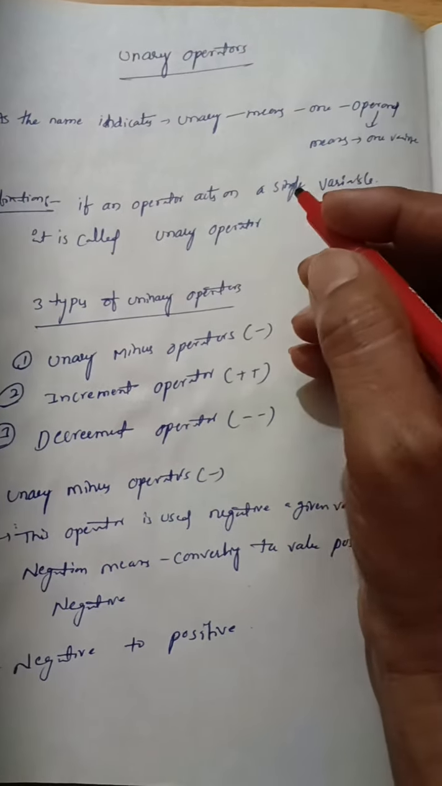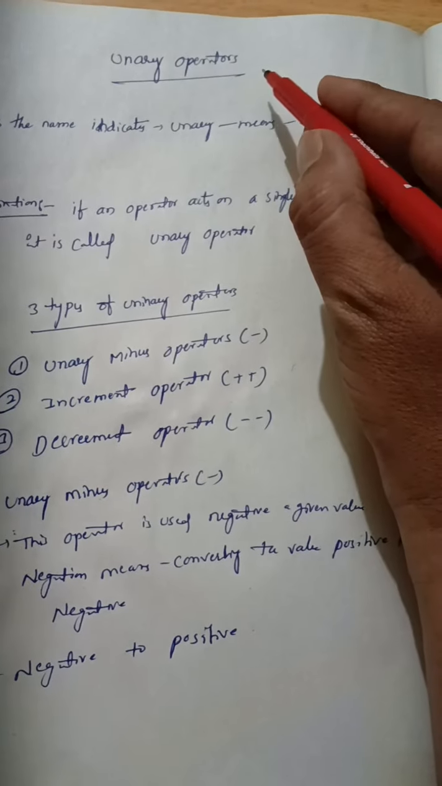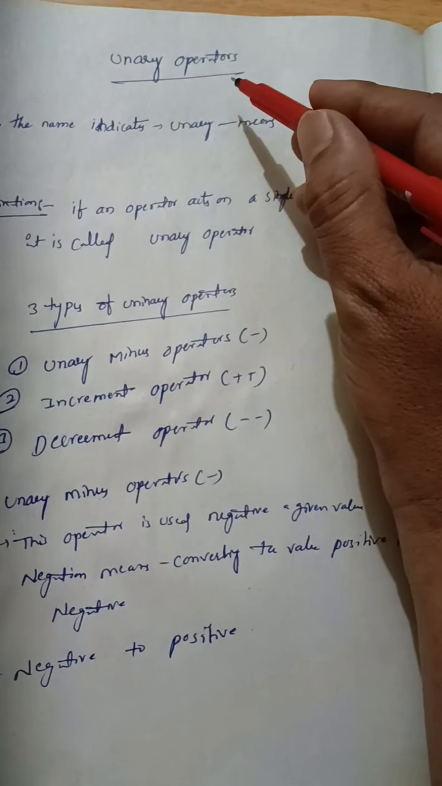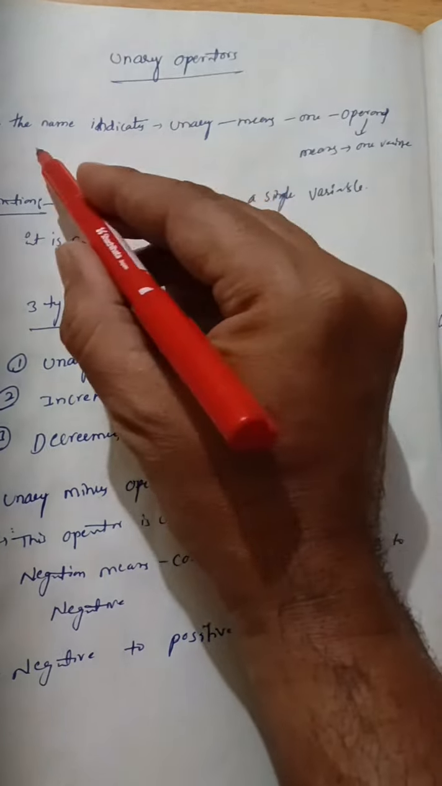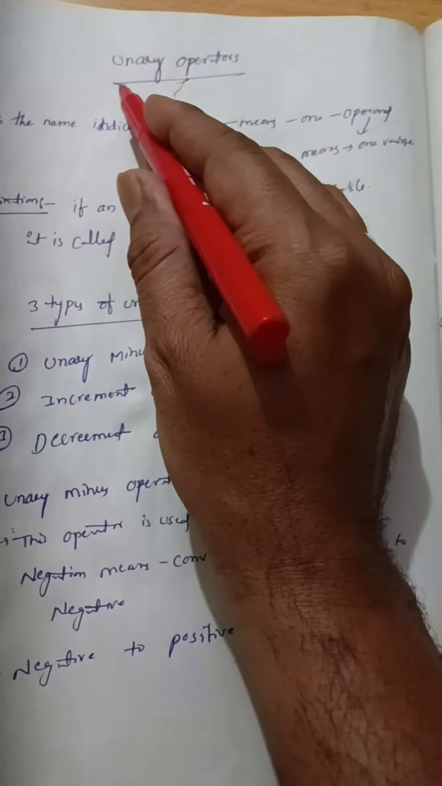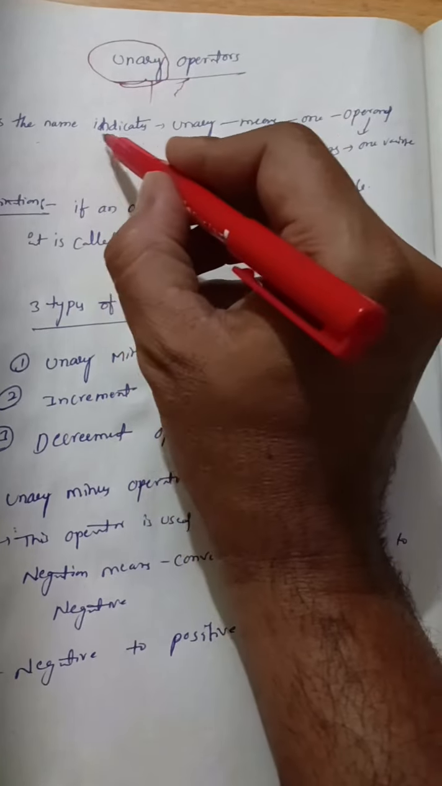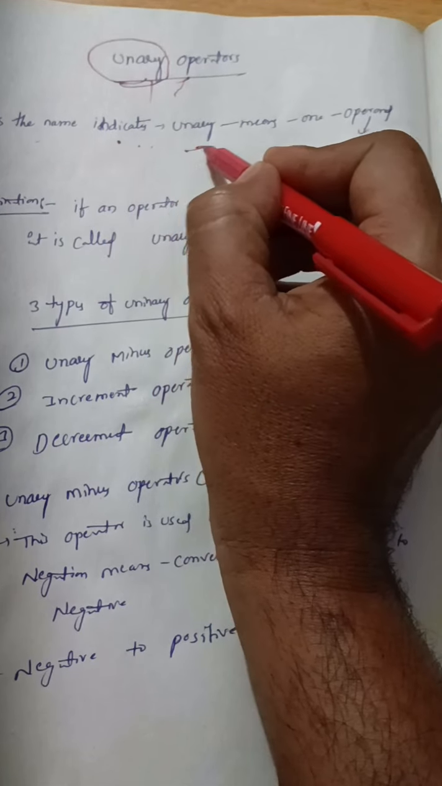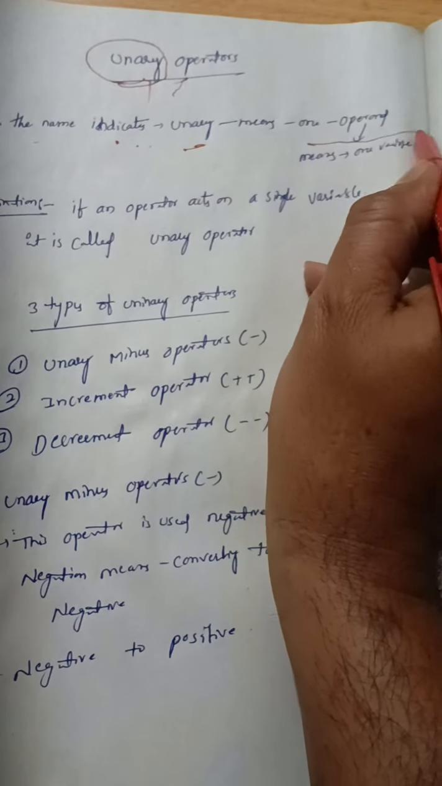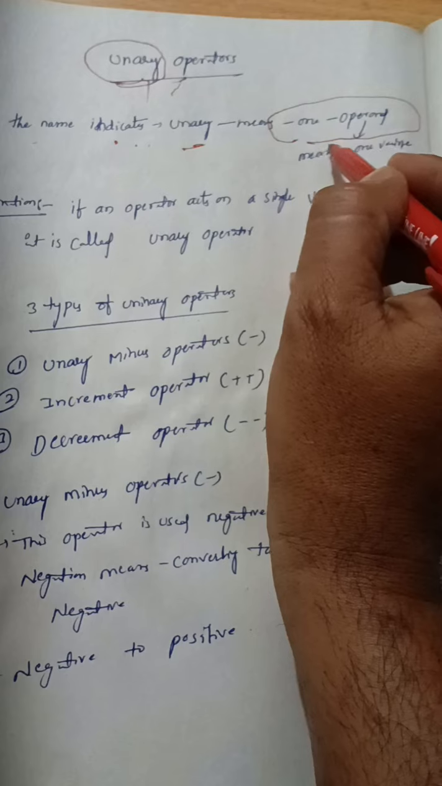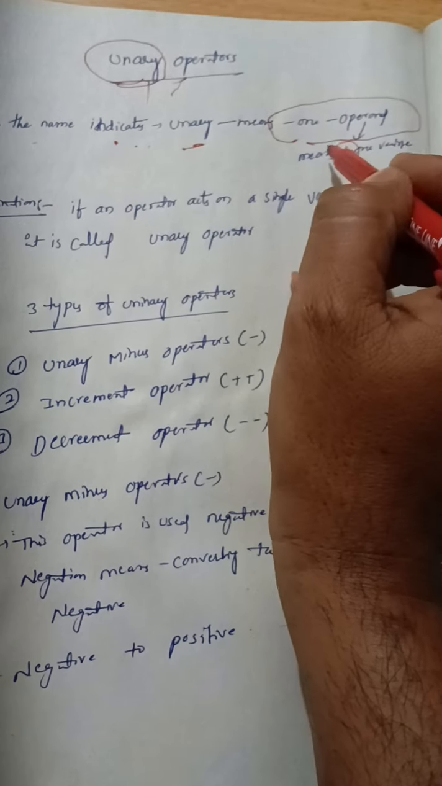Hi friends, today our topic is unary operators. This is one of the types of operators in Java. First, what is the unary? We want to discuss that first. The name indicates unary means only one operand. One operand means one variable.